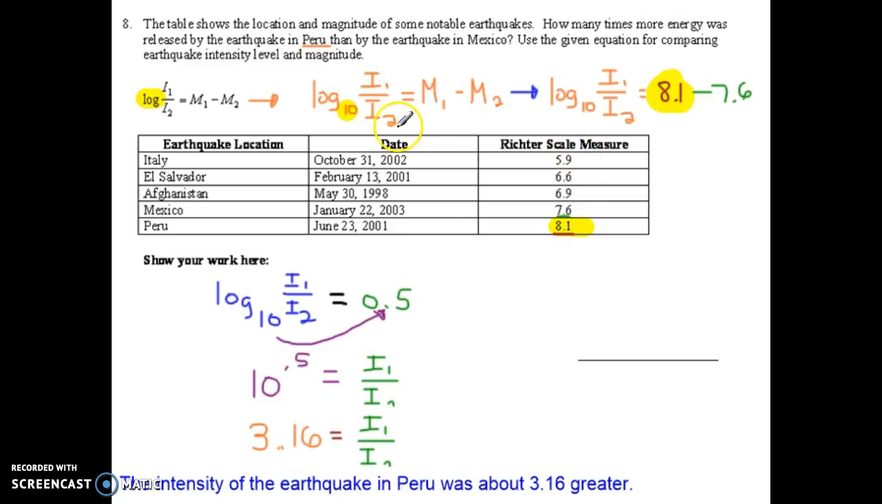And then I got in Mexico 7.6, so we're going to go minus 7.6. So I end up with the difference here is 0.5. Now I'm going to take this and change it. I have to use an exponential, so I have 10 to the 0.5 power, which equals my difference in intensities. That comes out to 3.16, so I put it in a sentence because I had a word problem here.